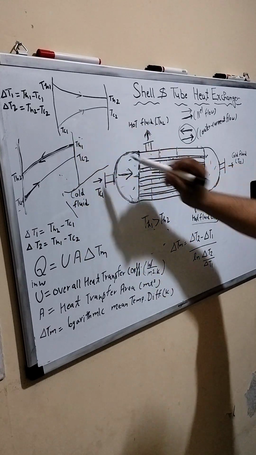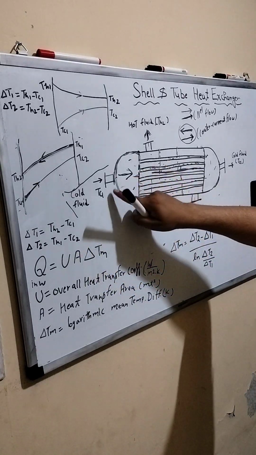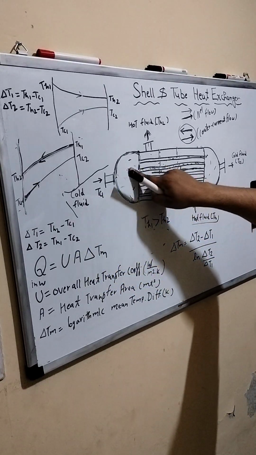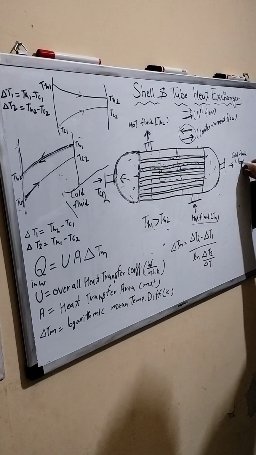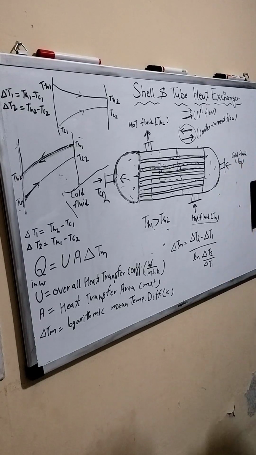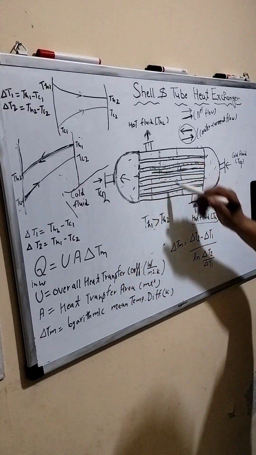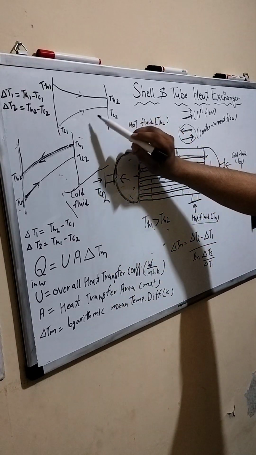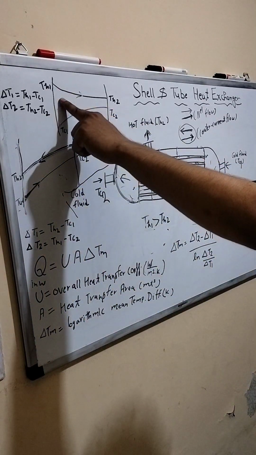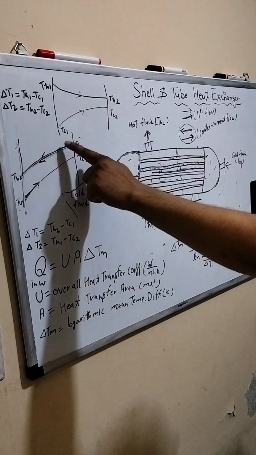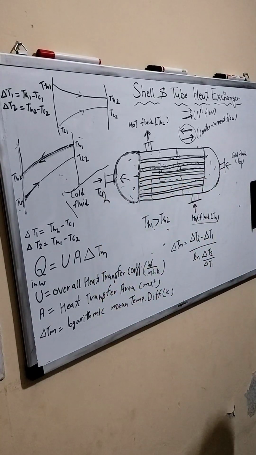Suppose the fluids are moving in the same direction, then it becomes TC2 and TC1. Change the direction, so the direction of both fluids will be the same. So it is a parallel flow. In the parallel flow condition, we get a graph like this: TH1, TH2, TC1, TC2. So we get the graph like this.